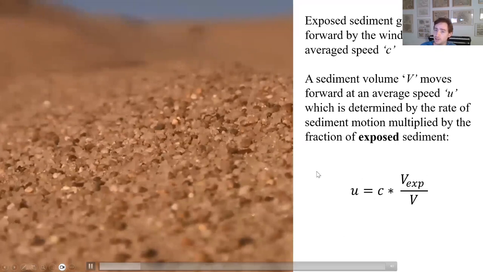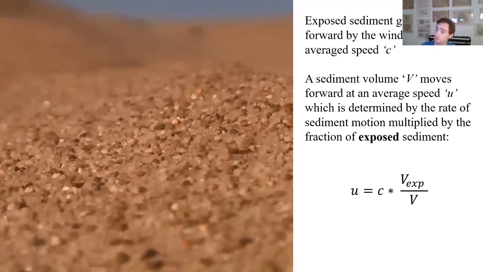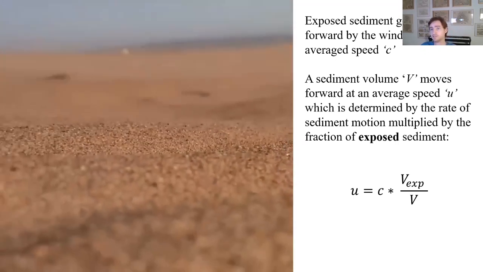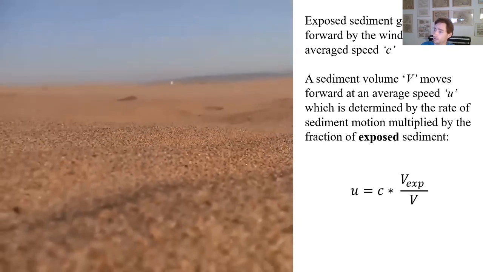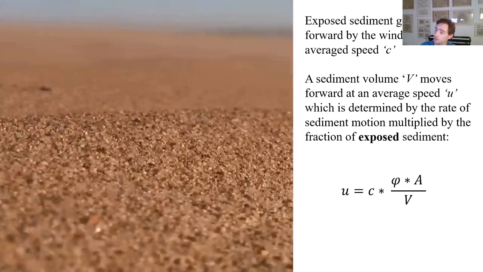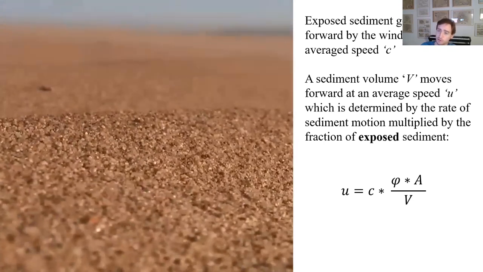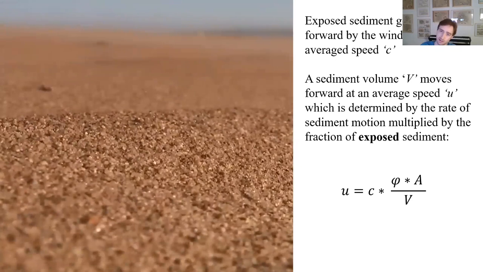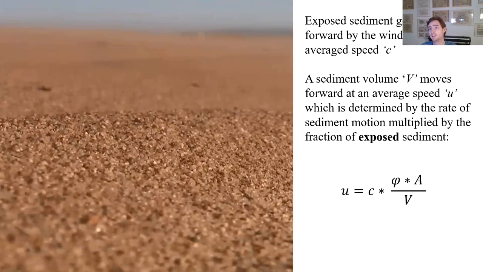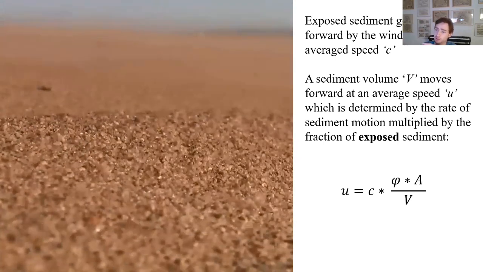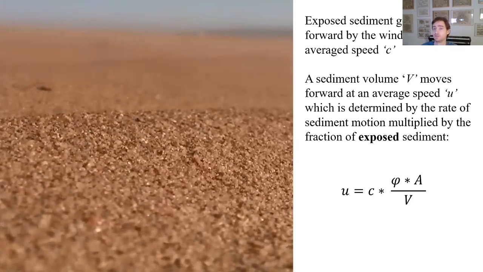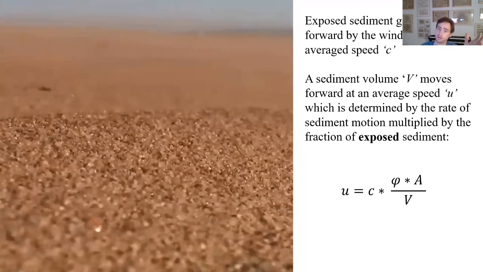We can describe that with this equation at the bottom. U is the speed of this volume. C is the average speed of the moving sediment. And the exposed sediment in this context is essentially the product of the surface area that is exposed to the wind and the grain size. Why the grain size? Because we're assuming that the exposed sediment is only the top layer of material, right? Everything below one grain size of material is not exposed to the current.